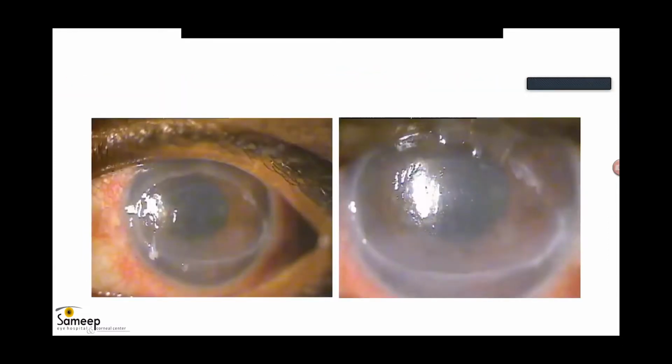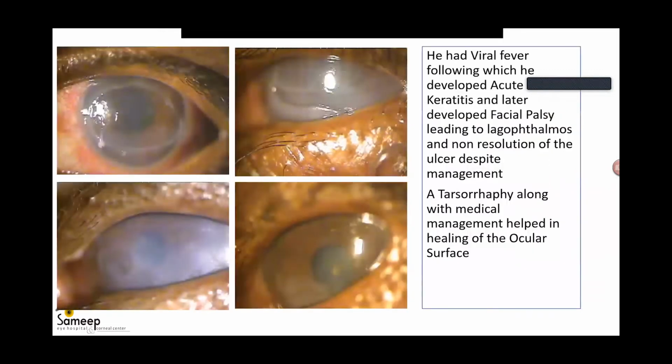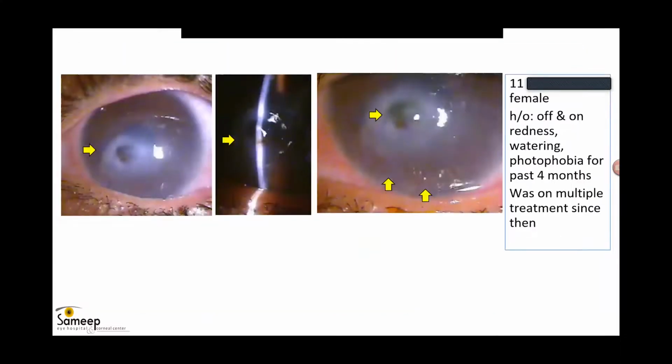This is another example who presented to us like this. He was treated elsewhere. There was a history of viral fever, following which he developed acute keratitis and later developed facial palsy, leading to lagophthalmos and non-resolution of the ulcer despite intensive management with antiviral therapy by the previous ophthalmologist. So a tarsorrhaphy along with medical management helped in healing the ocular surface in this particular case also. So it's very important to talk to your patient, to do a clinical examination, get familiarized with the classical clinical presentations, and move on with the management part.